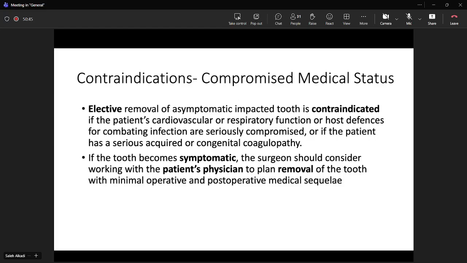Another contraindication is compromised medical status. If the patient is medically compromised and you don't have any symptoms from this wisdom tooth, then why electively remove it if it's not causing any problem? Just leave the tooth there. Then if this tooth starts to be symptomatic, you liaise with the patient's physician on how to remove it, maybe in a hospital setting or a controlled outpatient setting. That's a different story.